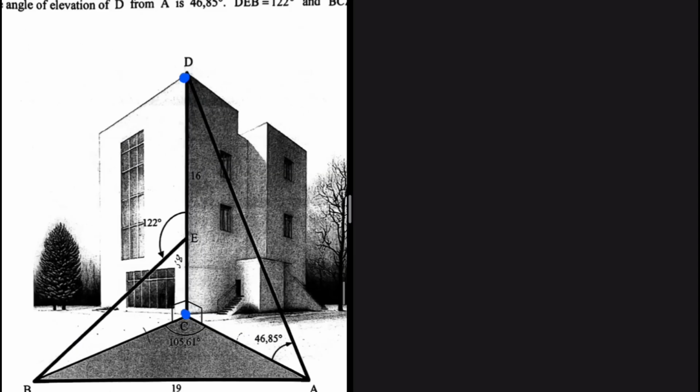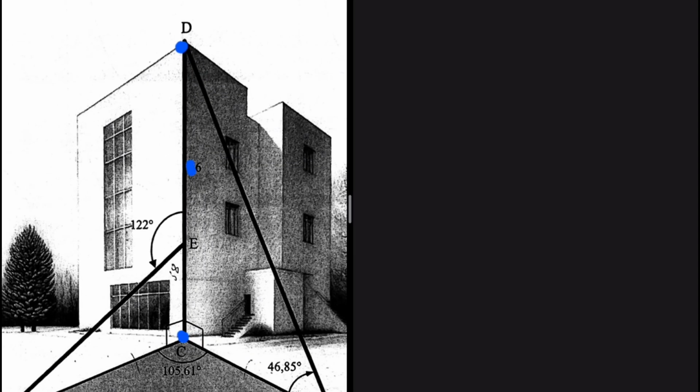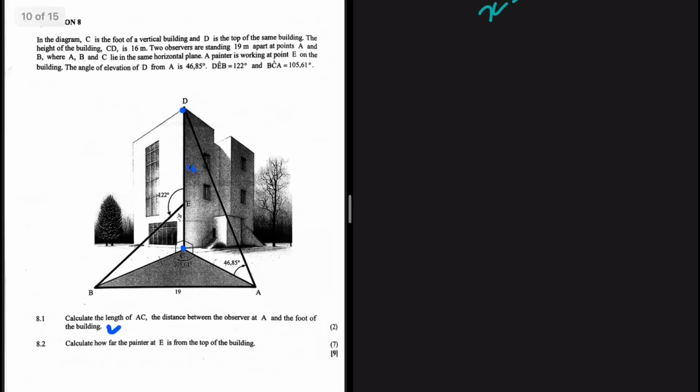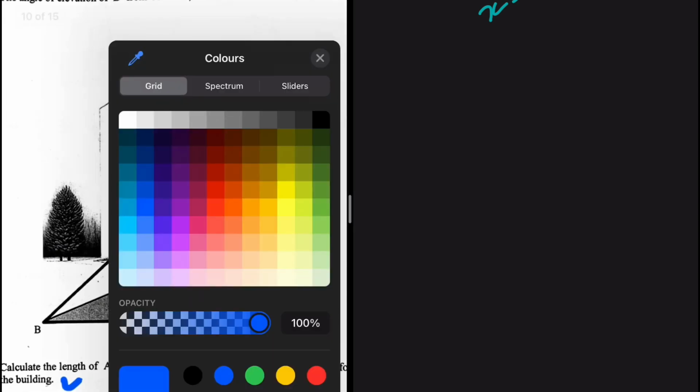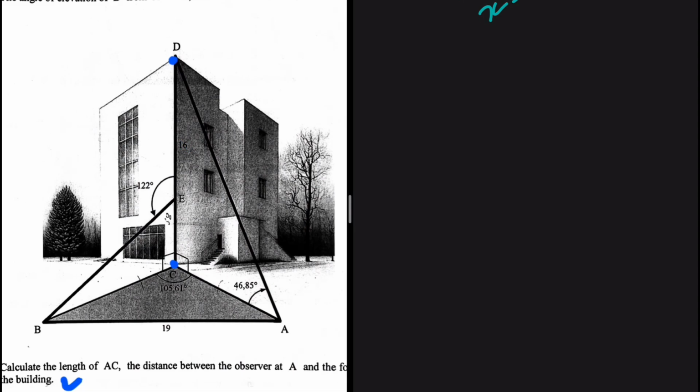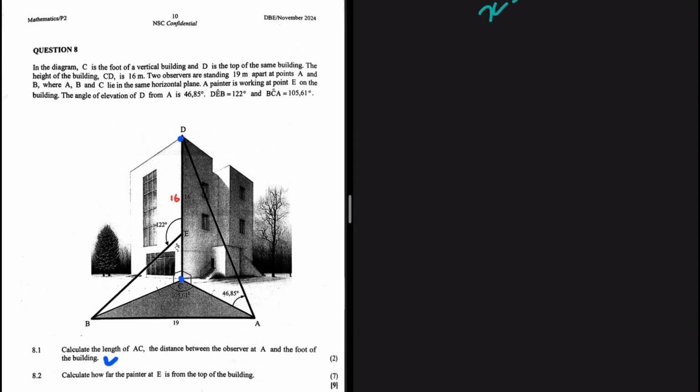The height of the building, CD, is 16 meters. We can clearly see it is shown here, 16 meters. Let me change that a bit. Still not really visible. Maybe I should use the red. Let me give it a try. Or let me just write it on this side. So that is 16 meters.